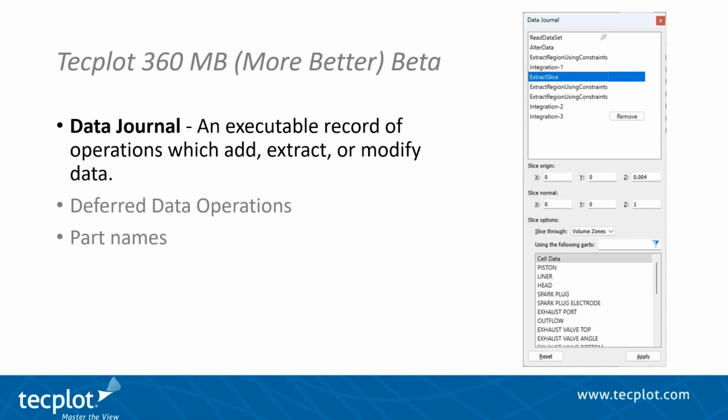So we're elevating this data journal concept to the user interface, and we're adding some capability to it as well. So it's an executable record of operations which add, extract, or modify data. So in this picture on the right-hand side, you can see that we've done a number of data operations, such as loading a data set, executing an equation, extracting a subregion of my data, doing an integration, etc. And this also provides a visual record of what you've done, and this is editable, which we'll demonstrate later today.